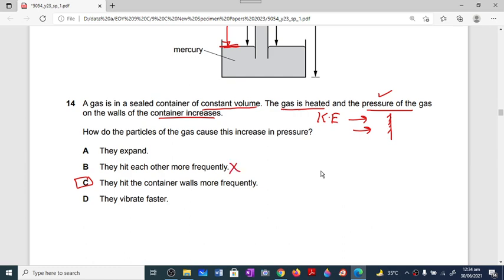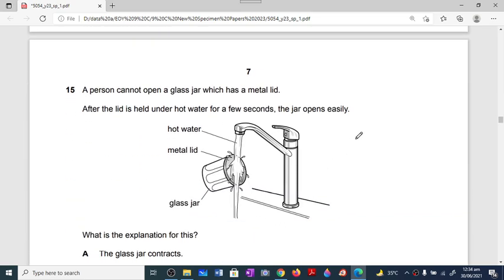Always remember one thing: when the particles hit each other, they do not create pressure. In order to create pressure, they have to hit the walls of the container.